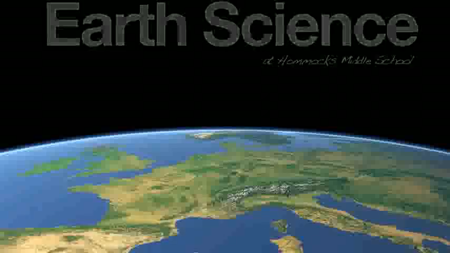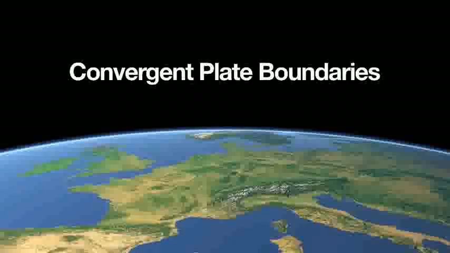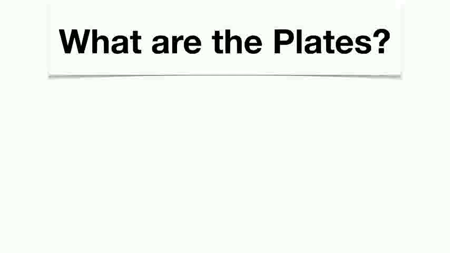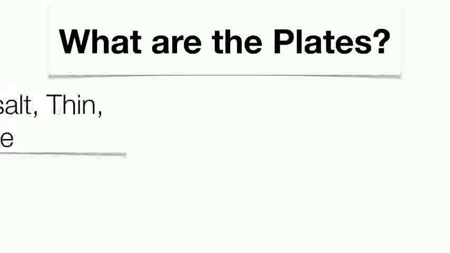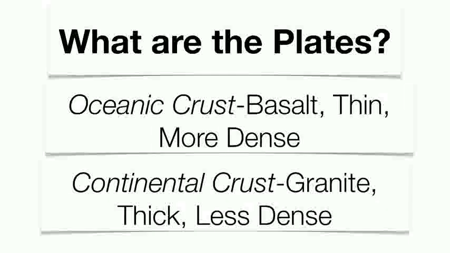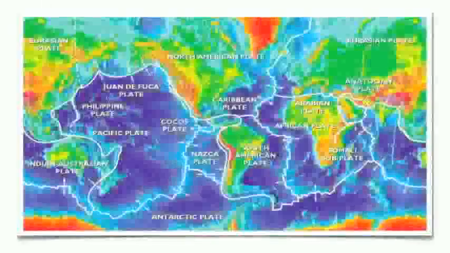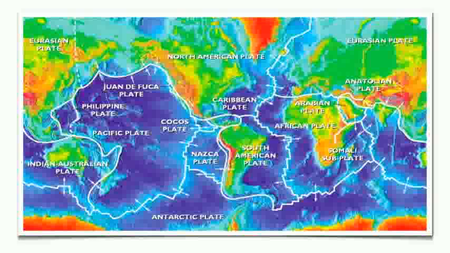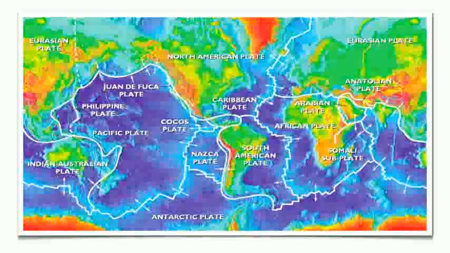Today, we're going to focus on convergent plate boundaries. In order to understand convergence, we've got to talk a little bit about the crust. Now our crust, or our lithosphere, is broken up into different sections called plates. Now our plates can either be made up of oceanic crust or continental crust. Please know the difference between the two of them, because when those two types of crust interact with each other, they're either going to slide side by side, they're going to pull apart from each other, or in this case, they're going to crash together.